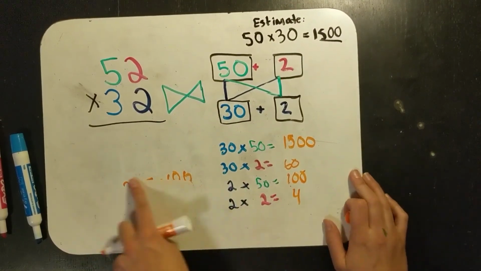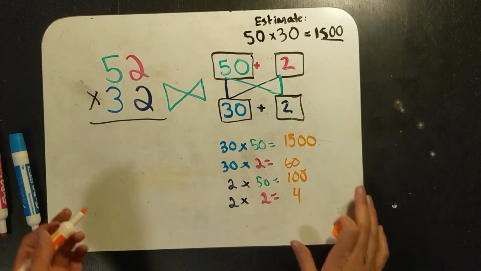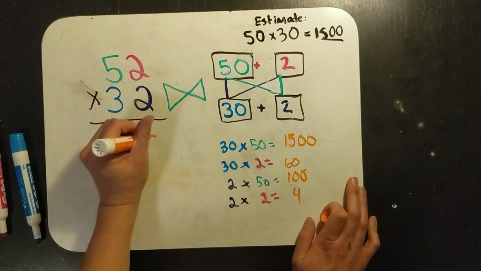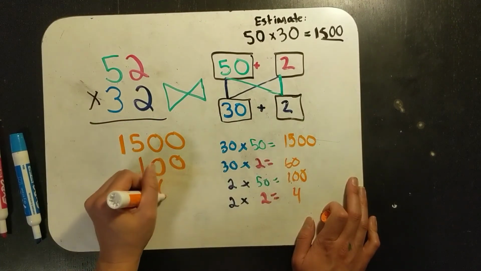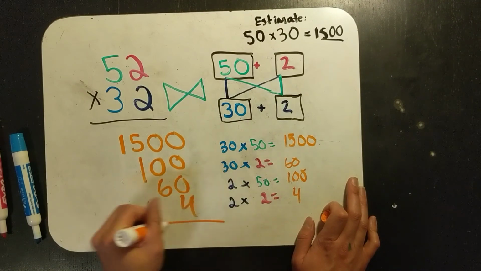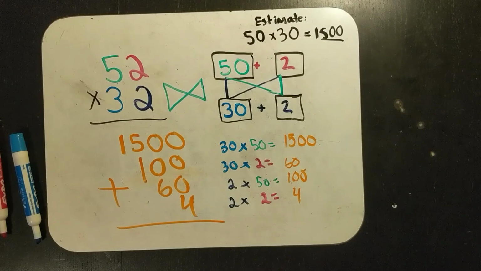Now we need to add all these together, but they're not lined up right now. So I'm actually going to line them up. So 1500, 100, 60, 4. Add these all together and then you'll have your final answer. And that's how you do partial products.